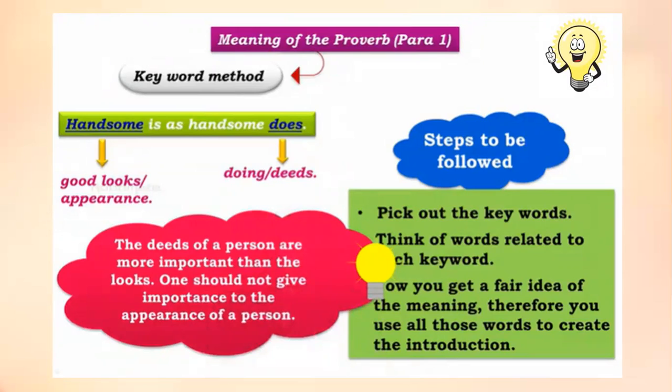One should not give importance to the appearance of a person, but to the various things that a person does. What are the various deeds? A person might be very handsome, very good looking, but his deeds are not good. Then is that fruitful? No, it is not.